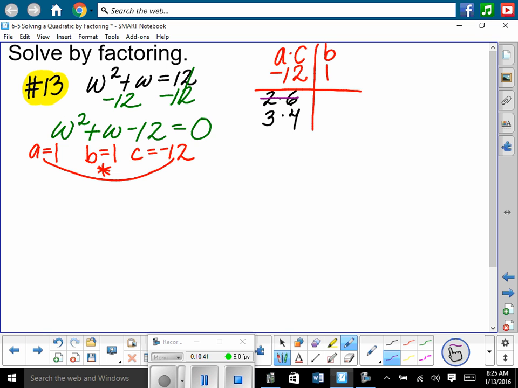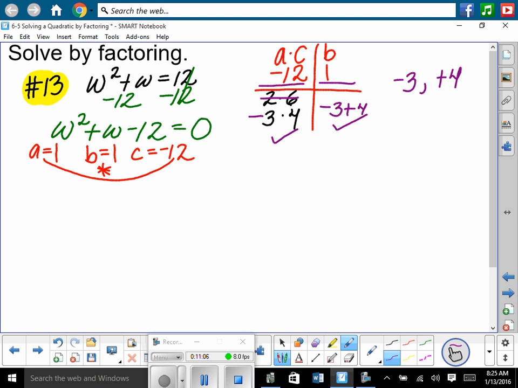Which one? 3. Now once again, check it because it has to work in both places. Is negative 3 times positive 4 negative 12? Yes. And then is negative 3 plus 4 equal to positive 1? Yes. So these are our two factors. So our factors are, and I'm just going to write them off to the side, negative 3 and positive 4.